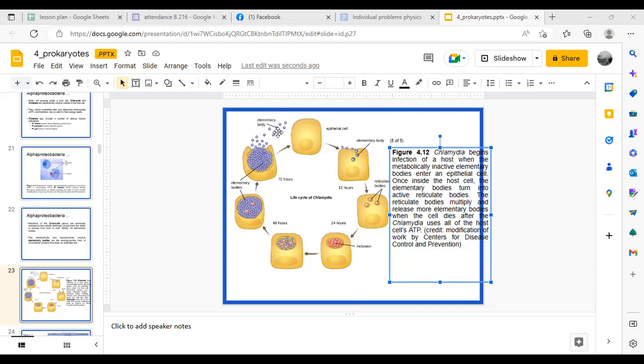So eventually they will be grouped in an inclusion. Eventually, these reticulate bodies will form elementary bodies. So within 3 days, the host cell dies and it releases the elementary bodies. So they use up the ATP of the cell.